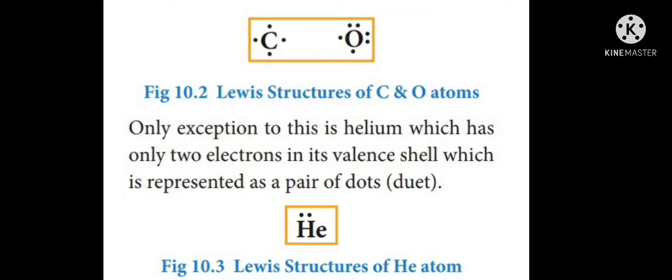Similarly, we have the Lewis structures for carbon and oxygen. It is also shown here. The only exception to this is helium, which has only 2 electrons in its valence shell, which is represented as a pair of dots, that is, duet configuration. Lewis structure of helium atom is shown here.